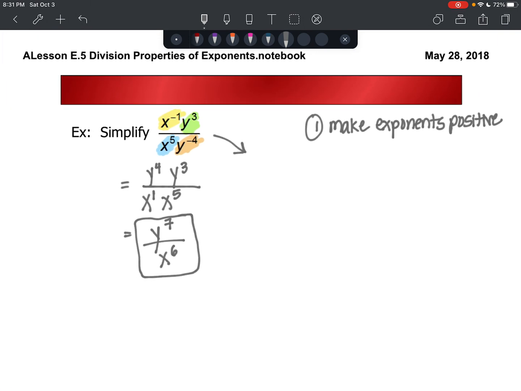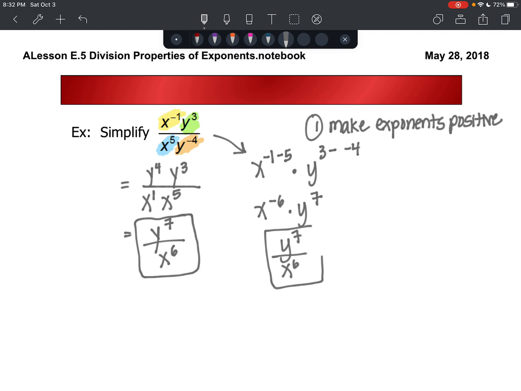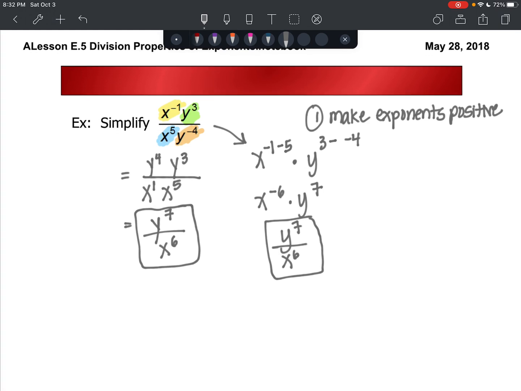We can also say x to the negative 1 minus 5 times y to the 3 minus negative 4. Well, that would be x to the negative 6 times y to the 7th. X to the negative 6th comes down to the denominator to make its exponent positive, and we indeed get the same answer, y to the 7th over x to the 6th.